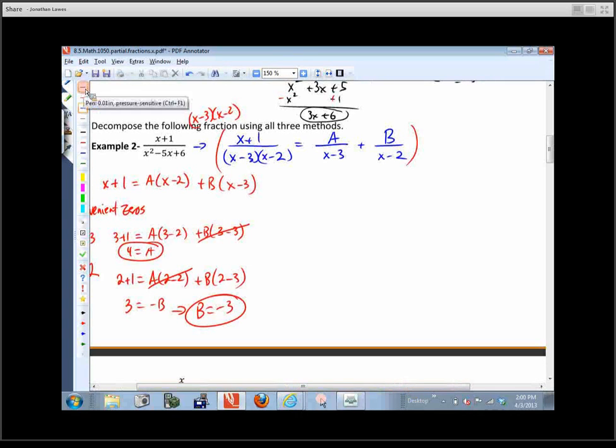What we're saying here is, I know what A and B are now. So if you look at this original problem right here, I can tell you the parts that it came from. It came from, what's A again? Came from 4 over x minus 3 plus, what's B? Negative 3 over x minus 2. This is the problem that it came from.